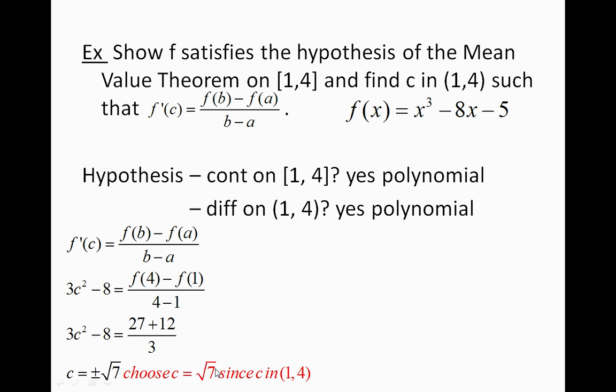And that's pretty much my x coordinate that would have the same slope as the secant line through the endpoints. Again, x equals root 7 is the x coordinate of my tangent line that would be parallel to the secant line through a and b.